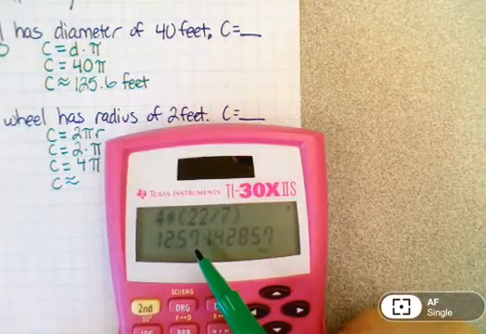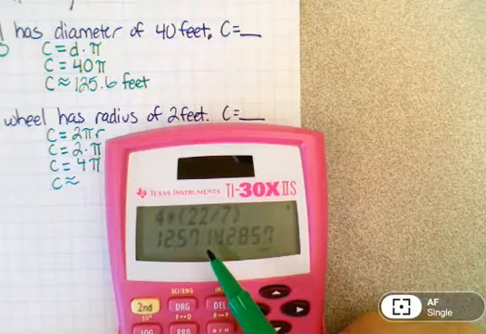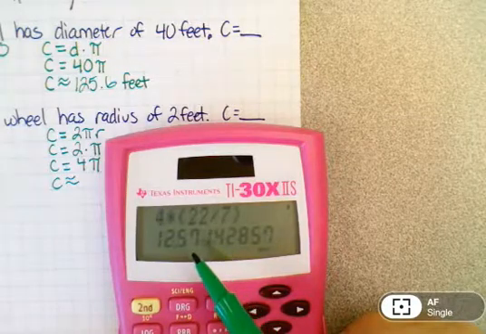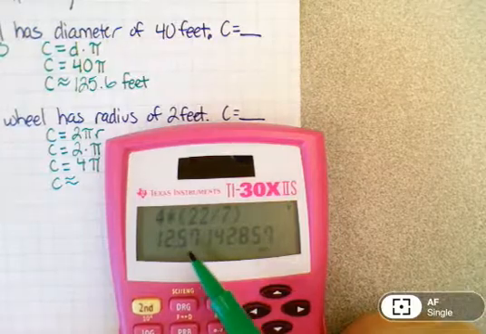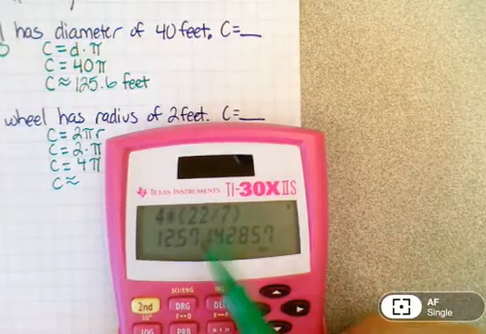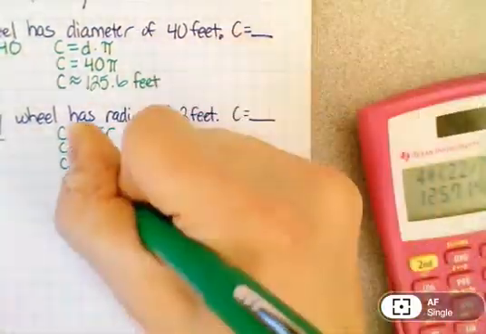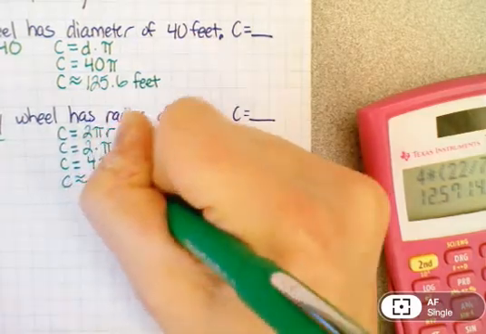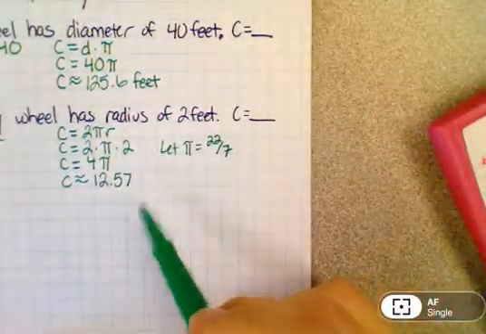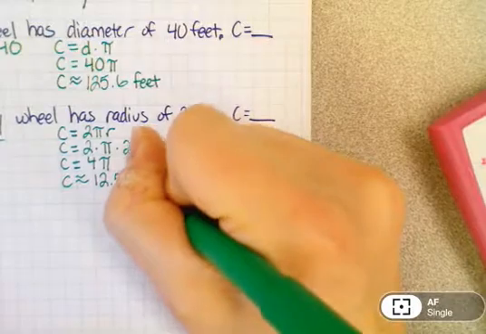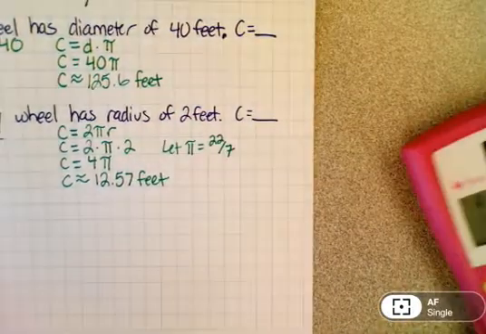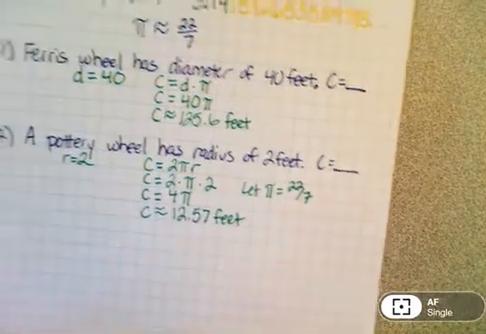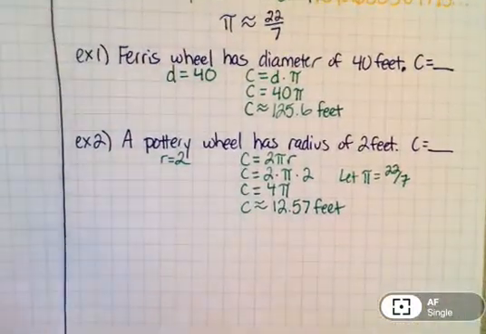That's in the hundredths place. So we look next door. Since that number is less than 5, we leave the 7 alone. If this was 5 or greater, we would bump that up to an 8. So 12.57 is our approximate answer. And then let's make sure we include our units, feet. So the distance around that pottery wheel is 12.57 feet. So that's the basics of circumference.